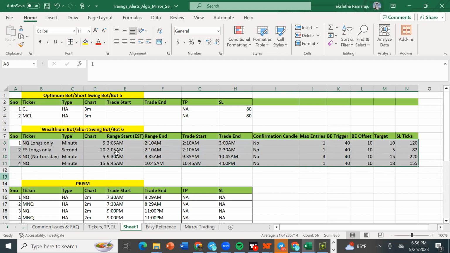Again, we have RTY, EMD, all those things, but for now, just focus on these ones. Later, we'll give you some more combinations, but for now, you can just focus on ES and NQ. That is about the Wealthium bot, right?